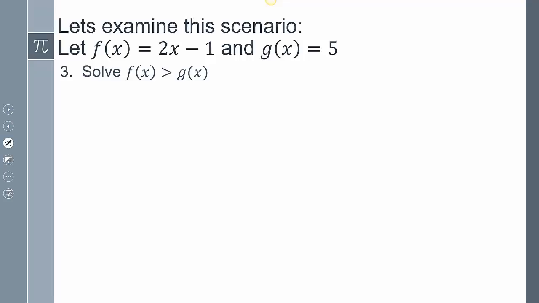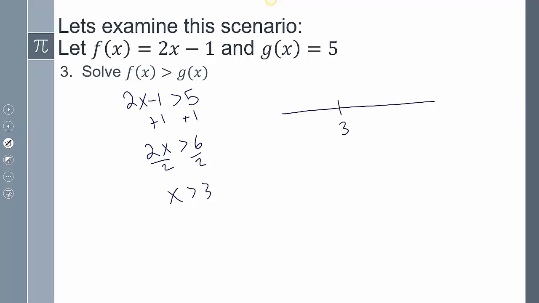Number 3, it says f of x is greater than g of x. And so if I have f of x is greater than g of x, now I have 2x minus 1 is greater than 5. Well, if I solve for this, if I add 1 to both sides, I get 2x is greater than 6. Divide both sides by 2, I get x is greater than 3. And so for this x being greater than 3, the solution set, once again, I have 3, open circle, and it's going to be everything greater than that.